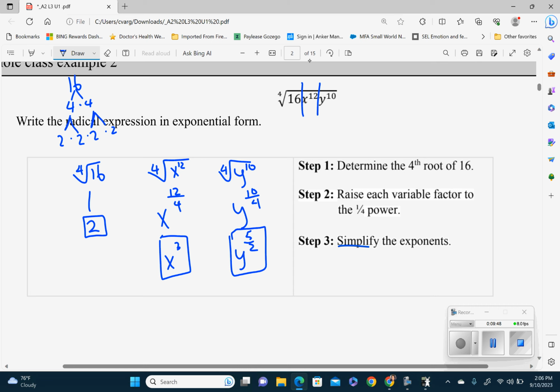So let's put the whole thing together. Write the radical expression in exponential form. It's 2x to the 3rd y to the 5 over 2. And that's our final answer. All right?